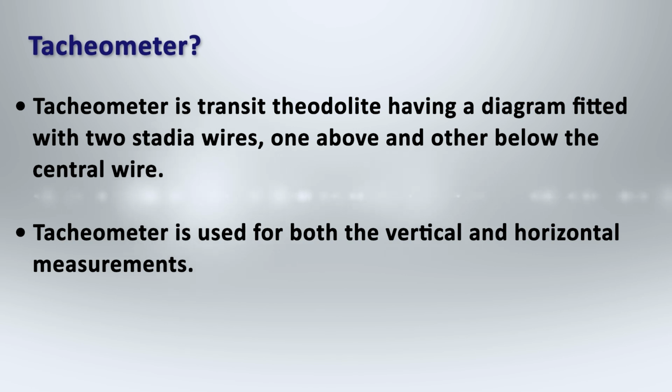The tachometer is a transit theodolite having a diaphragm fitted with two stadia wires, one above and the other below the central wire. The horizontal distance between the instrument and the staff station may be determined by multiplying the difference of the staff readings of the upper and lower stadia wires with the stadia constant of the instrument, which is usually 100. Thus, the tachometer is used for both vertical as well as horizontal measurements.